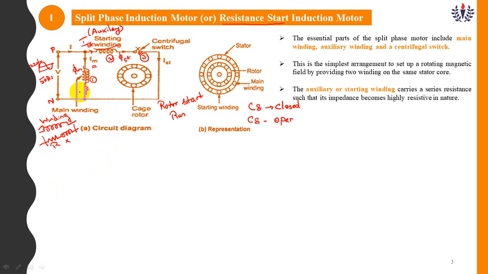Since the resistance value is very low in this arrangement but the reactance value is very high, that is why the winding is visible. The resistance is very low, that is why it is invisible. In the starting winding, the resistance is low but the reactance is high. But in the main winding, the resistance is high and reactance is low. Do you understand or not?